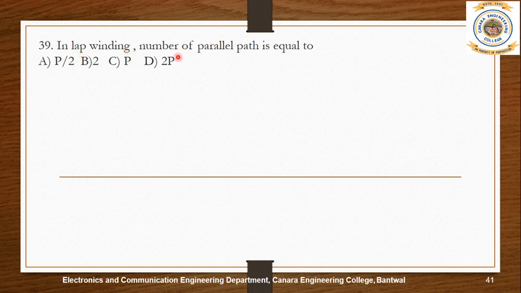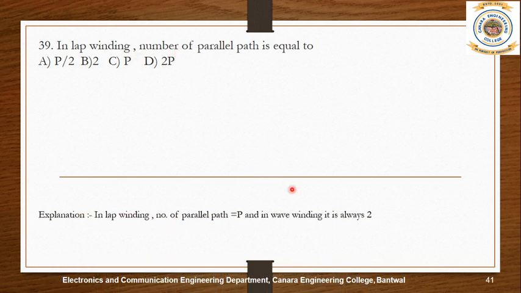In a lap winding, number of parallel paths is equal to. So in case of the windings, there are two types, lap winding and wave winding. In the lap winding, number of parallel paths is equal to number of poles, that is P. In the wave winding, number of parallel paths is equal to 2. Here in the question, it is asked in lap winding. So option C is the right answer.